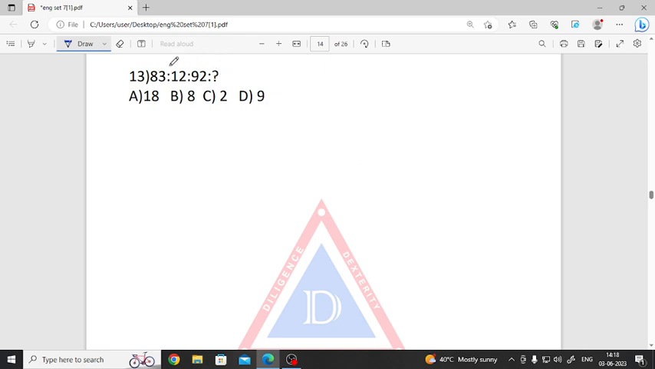Next one is also about a missing number. So what is given here? 83 gives us 12. Here should be a proportionate sign. Okay, proportionate sign. The question should be 83 12 proportionate to 92 and this.